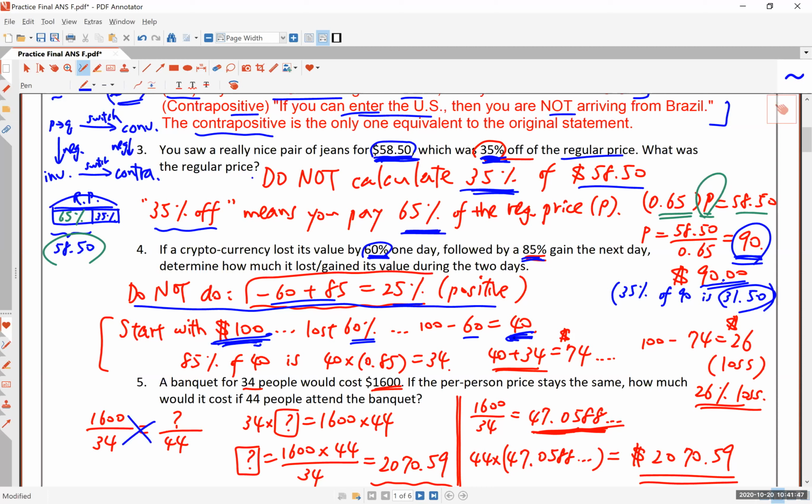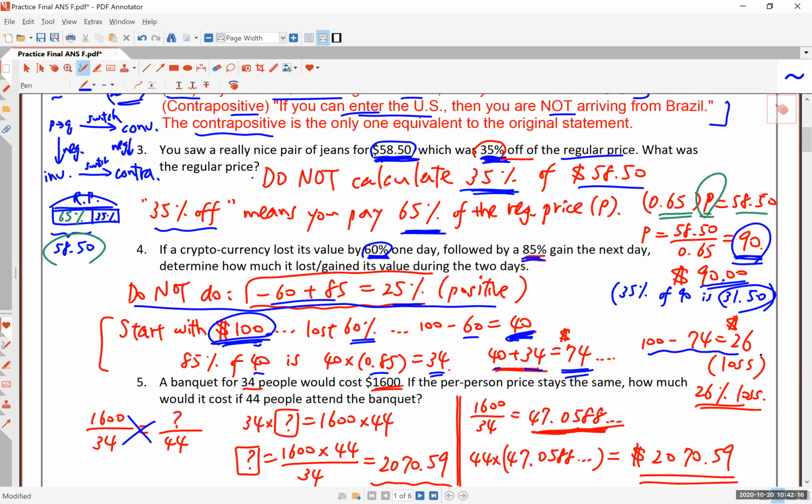And so if this gains 85%, what's 85% of 40? It's 40 times 0.85, which is 34. And $34 is the dollar gain of the value on the following day, right? So 40 plus 34 is 74. So after 2 days, the $100 cryptocurrency is now worth $74.